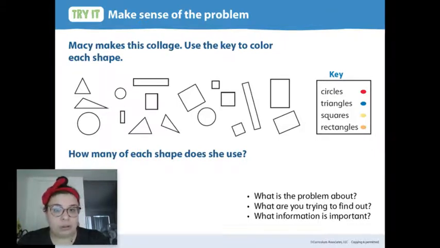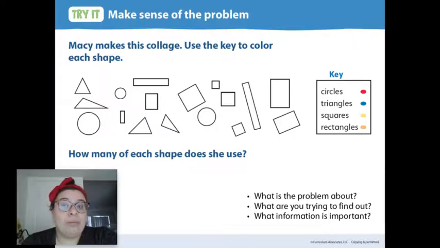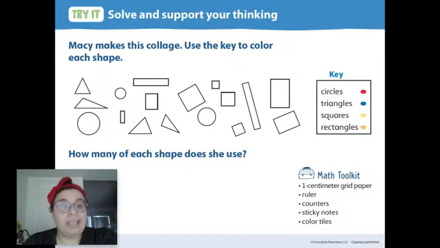So let's look at circles. It says to color each shape. So right now, go ahead and go get your color crayons or your color pencils or your markers. You're going to need a red because circles are going to be colored red. Triangles are going to be colored blue. Squares are going to be colored yellow, and rectangles are going to be colored orange. So right now, I want you to go ahead and pause the video, and I would like you to go ahead and color those shapes.